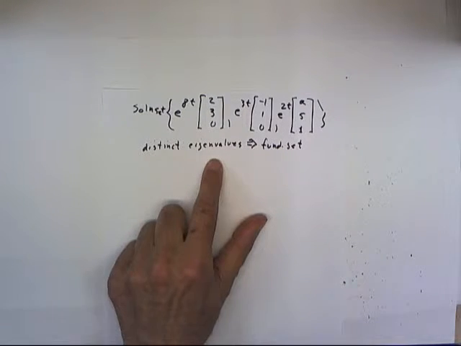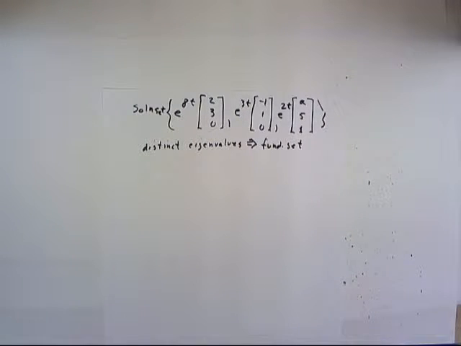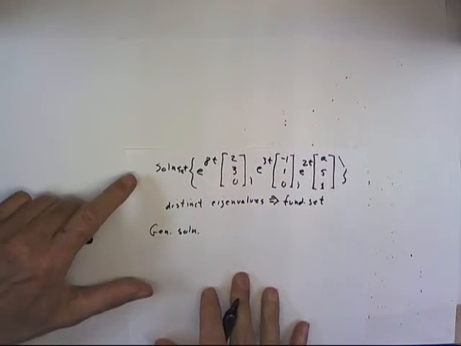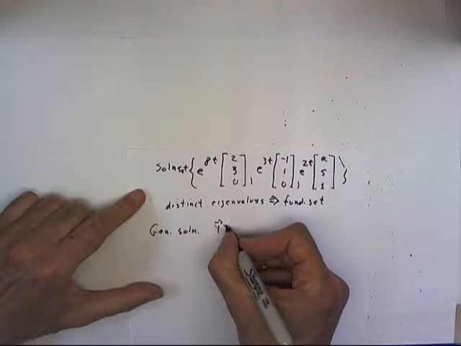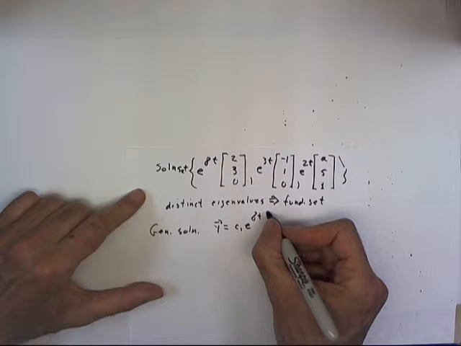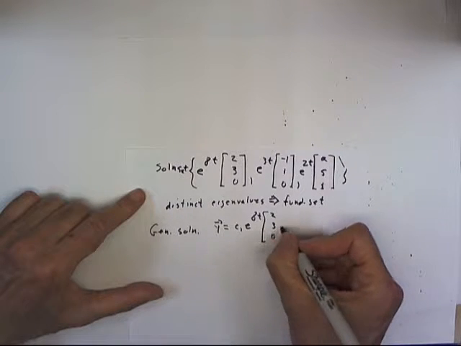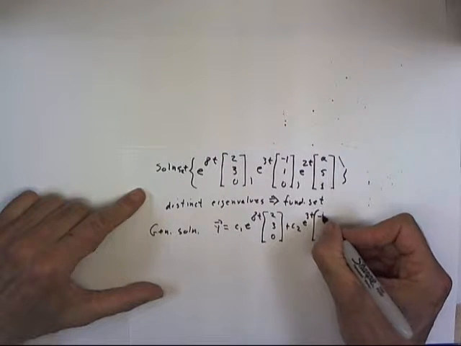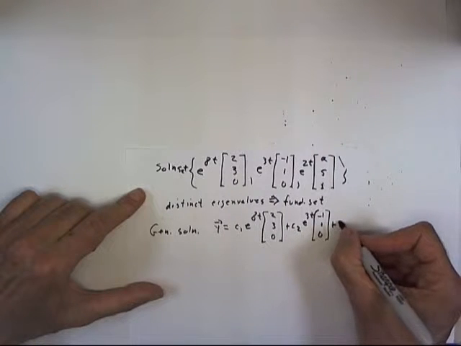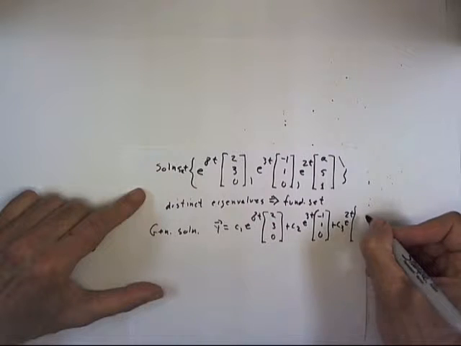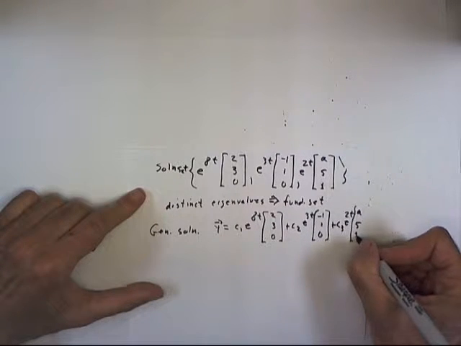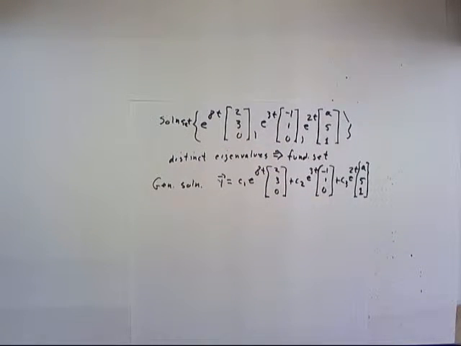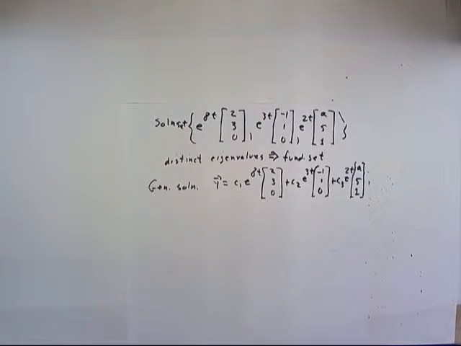Since our eigenvalues are distinct, this is a fundamental set. So that our general solution to the equation is y equals c1 e to the 8t times (2, 3, 0) plus c2 e to the 3t times (-1, 1, 0) plus c3 e to the 2t times (A, 5, 1). Again, A being any number we might want to use here. We could use 0, we could use 1, we could use 738. It would still give us a general solution.